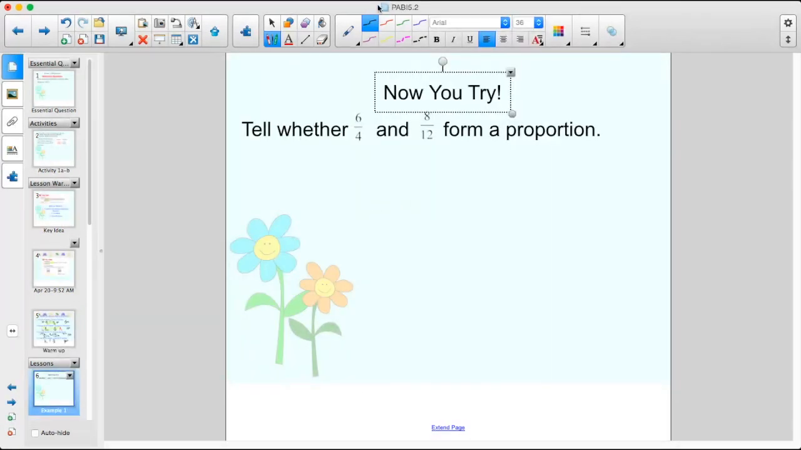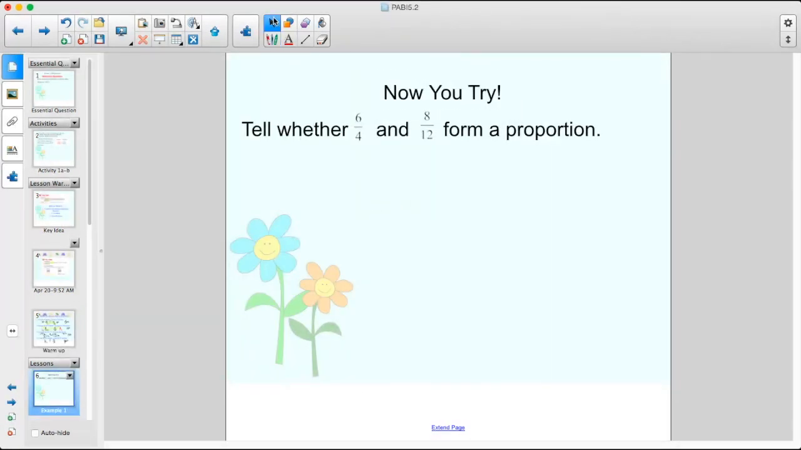Okay, I'd like you to try this one on your own. So take a minute to pause this. Tell whether 6 over 4 and 8 over 12 form a proportion. So you're going to start by just writing your ratios. Any method you choose, if you want to simplify these or use cross products, you can. Pause the video, use either method, and decide whether or not they are proportional.